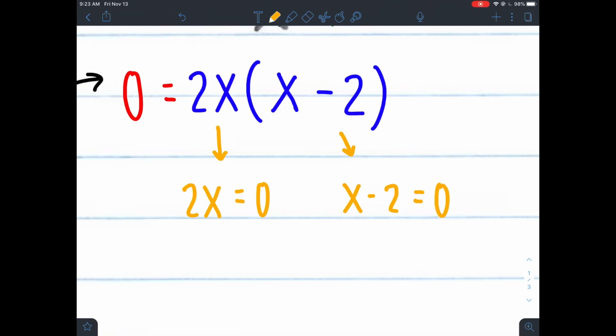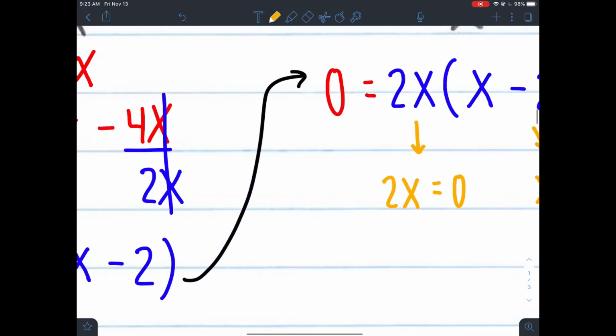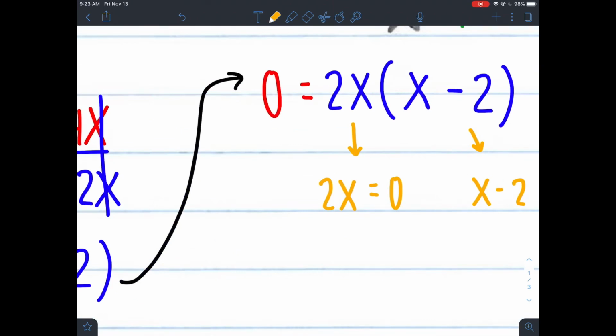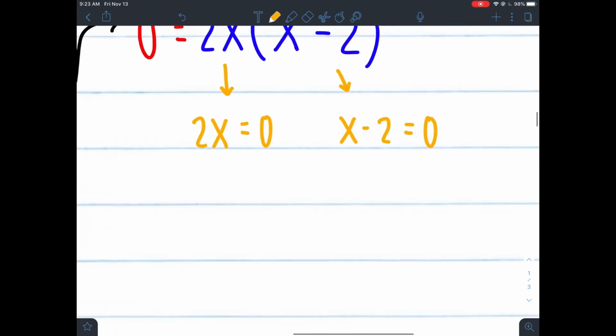Okay, and you're like, how is 2x a factor? It's not in parentheses. Well, it doesn't have to be in parentheses. What was 2x? 2x was our GCF. What does GCF stand for? Greatest common factor. So 2x is a factor. It was actually our greatest common factor. So you set anything you have equal to 0. And then what's next?